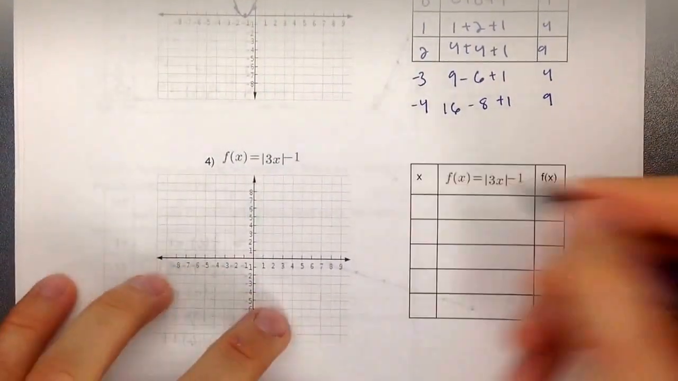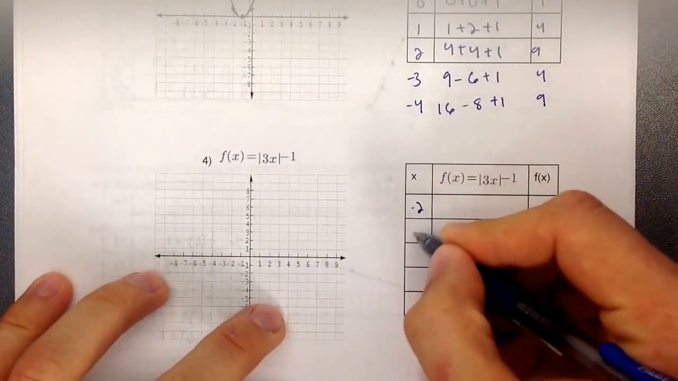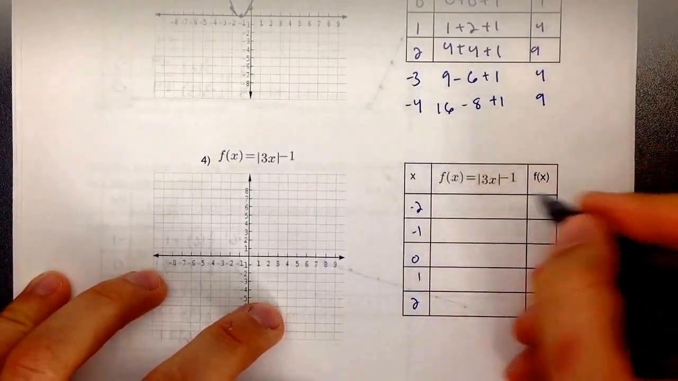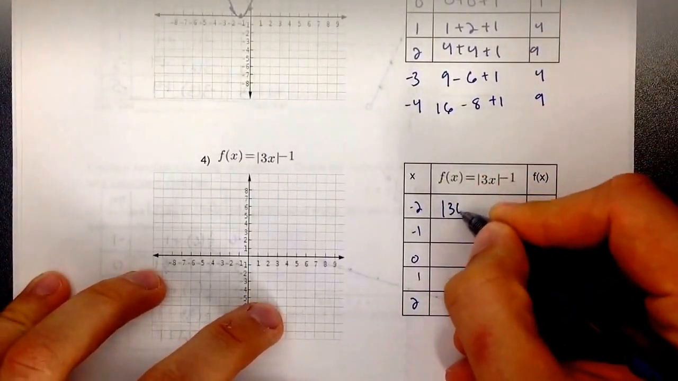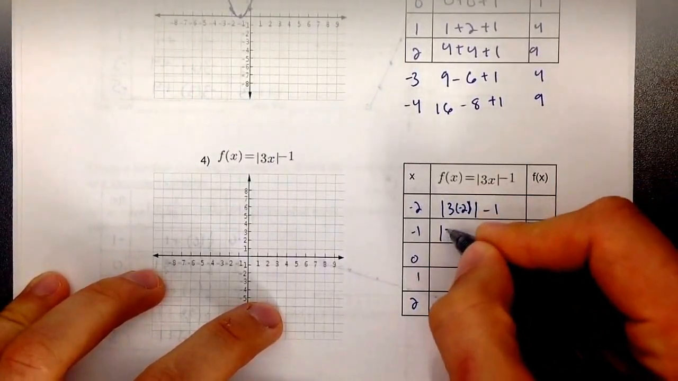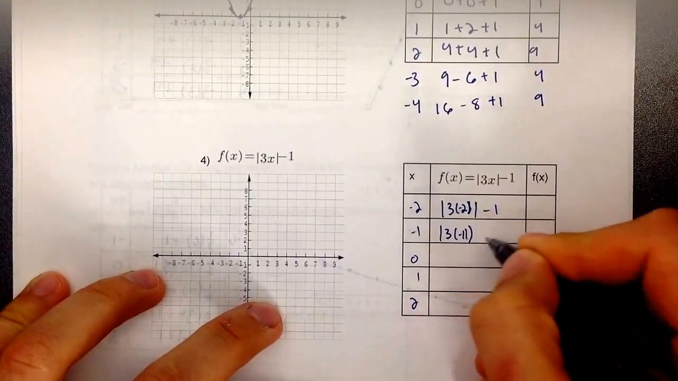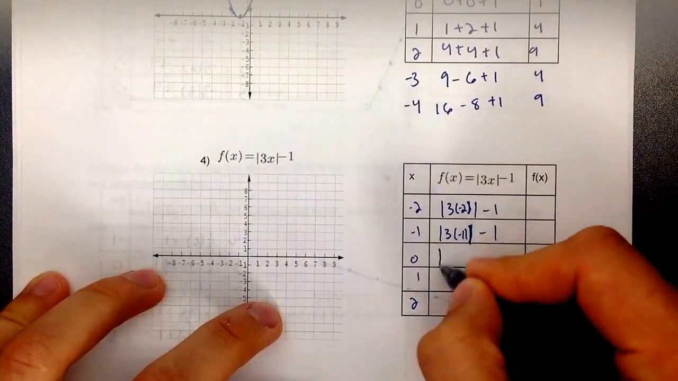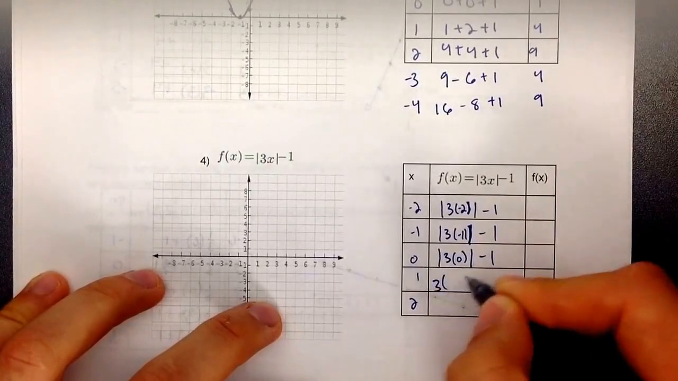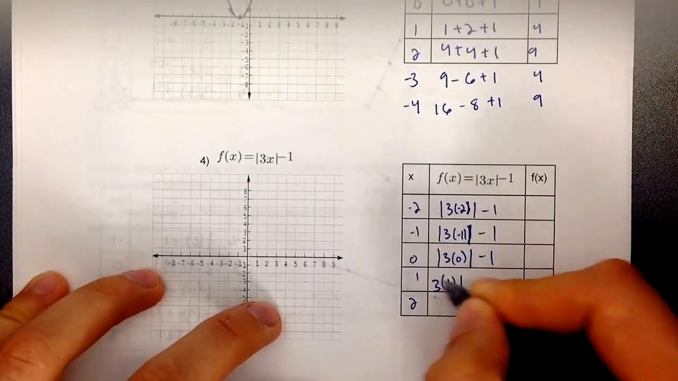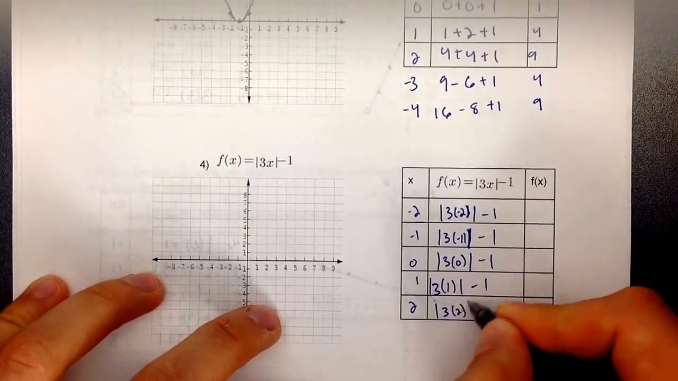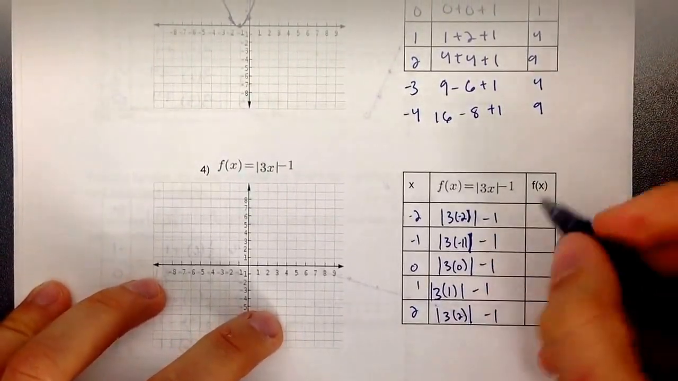I'm going to pick some easy numbers again. We'll go -2, -1, 0, 1, 2. The absolute value of 3x, so in this one I'll write it all the way out. And then -1, we've got 3 times -1, absolute valued, -1, 3 times 0, absolute valued -1, 3 times 1, absolute valued, -1, and then 3 times 2, absolute valued, -1.